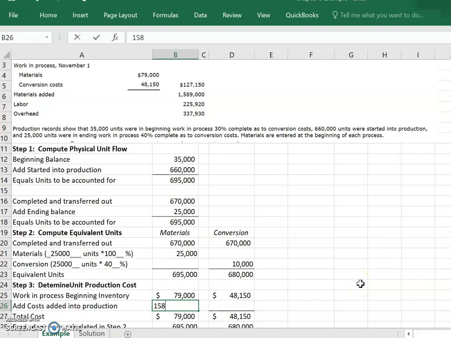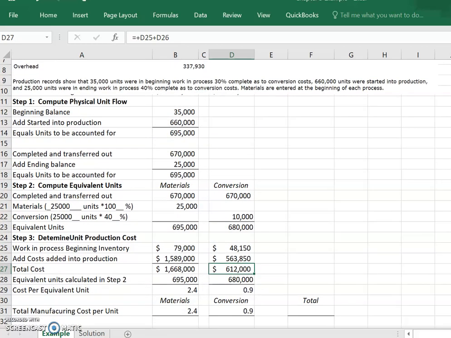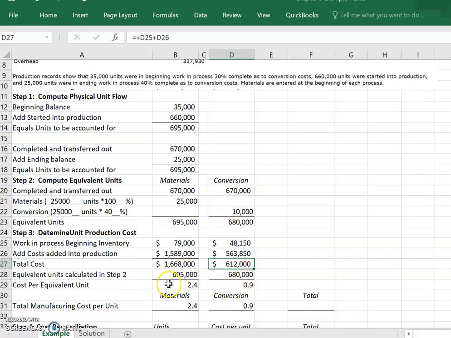Materials, 1,589. And conversion, I'm going to have to add. Remember, conversion costs are our labor and overhead combined. So I'm taking that 225,920 and I'm going to add the 337,930. That's going to give me my total costs. Because I've already pre-populated this, this is going to give me my cost per equivalent unit. Again, that's going to be needed for your homework.